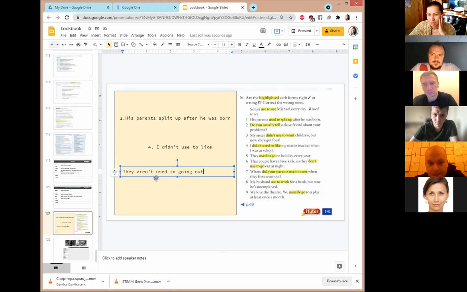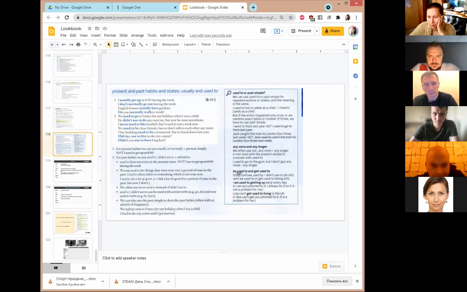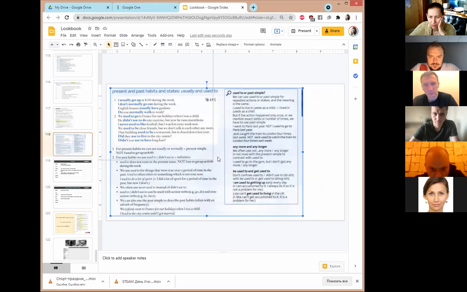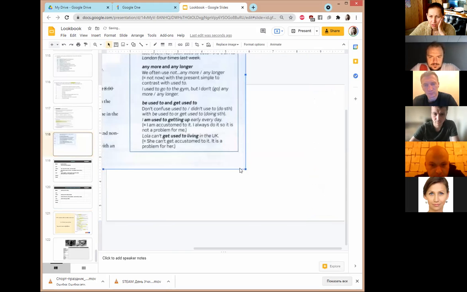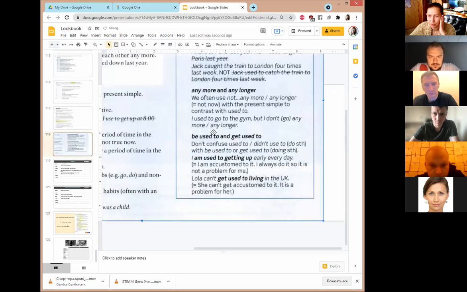It will be correct. But as you remember, we had this be used to and get used to. Let me make this bigger for you one more time, this rule about used to. We have got 2 expressions which have got the same word used, but they have got different meanings and different structures. Be used to, don't confuse used to, didn't used to with be used to or get used to. So I'm used to getting up early every day. Я привык. I'm accustomed to it. I always do it, so it's not a problem.